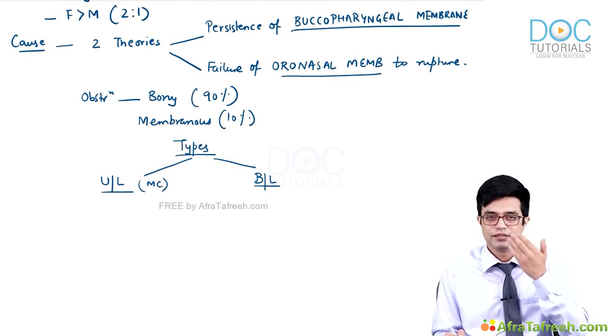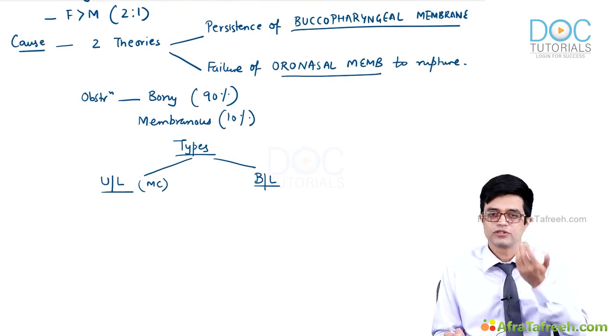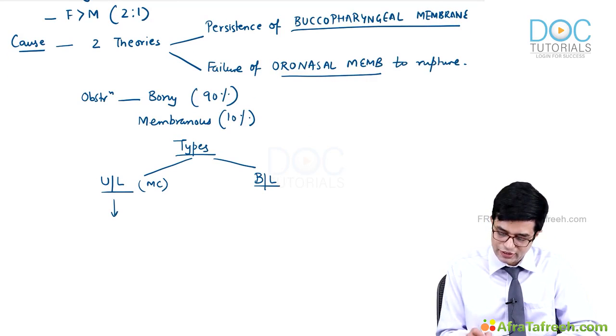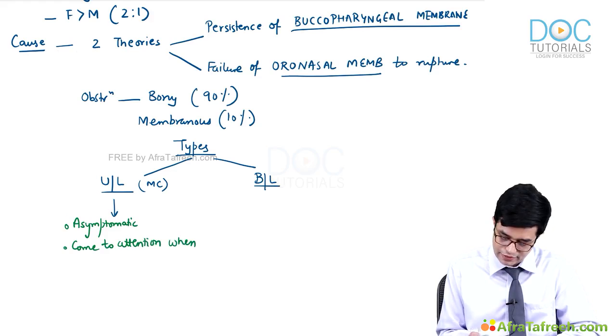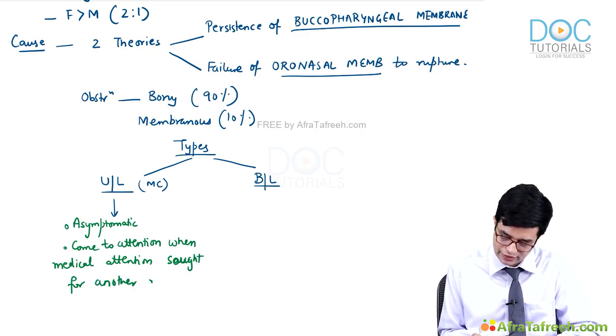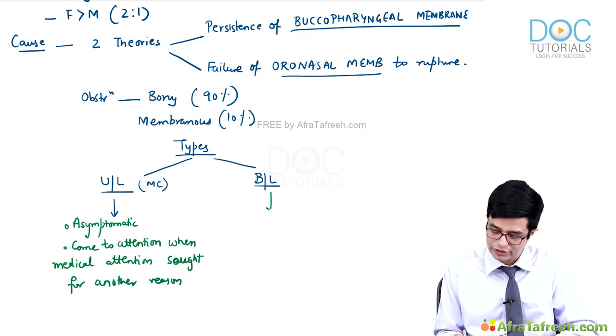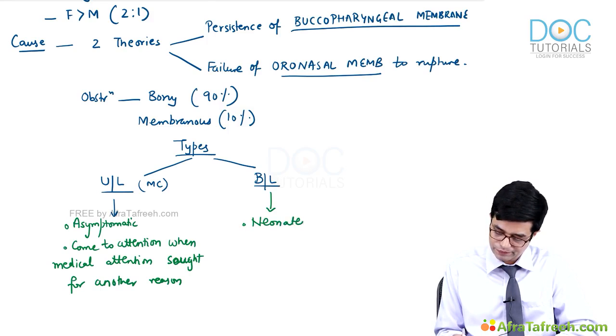Unilateral means that on one side of the choanae there is atresia, so airflow is not happening on that side. Most unilateral choanal atresias are found to be asymptomatic, and they come to attention in childhood or sometimes in adulthood when medical attention is sought for some other reason. Whereas bilateral choanal atresia is the severe form and tends to present in the neonatal period.